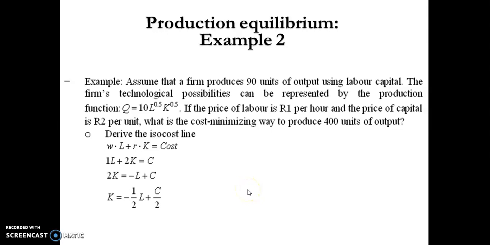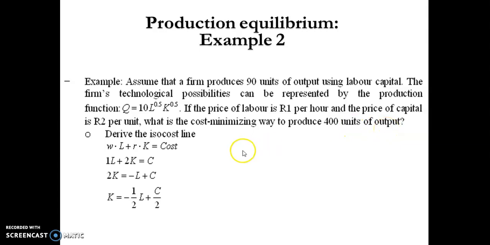Let's continue our production equilibrium with a second example. Now you are told to assume that a firm produces 90 units of output using labor and capital, and the firm's technological possibilities can be represented by this production function. Now if the price of labor is 1 rand per hour and the price of capital is 2 rand per unit of capital, the question asks what is the cost minimizing way of producing 400 units of output.